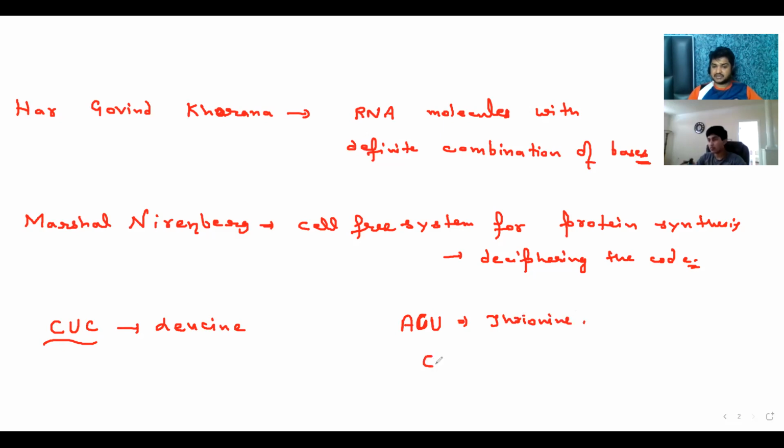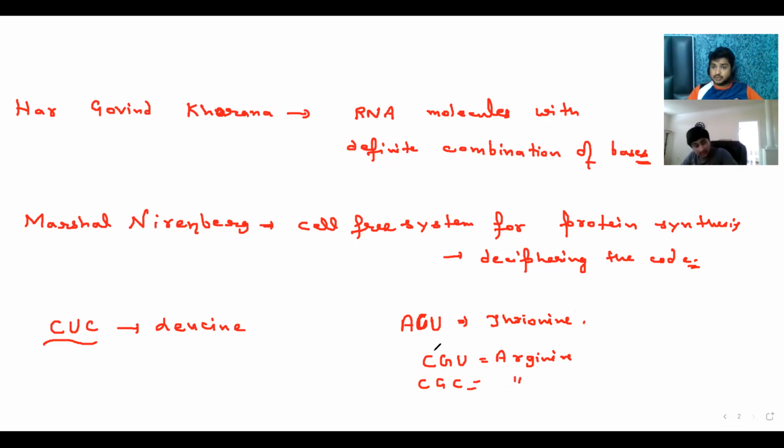Like if I say CGU, it is arginine. These are the aminos. There are so many amino acids in our body, like phenylalanine, leucine, serine, tryptophan, glutamic acid, aspartic acid, alanine, valine, glycine, serine, proline, leucine. Okay, so arginine. Same, we have CGC, it is also arginine.